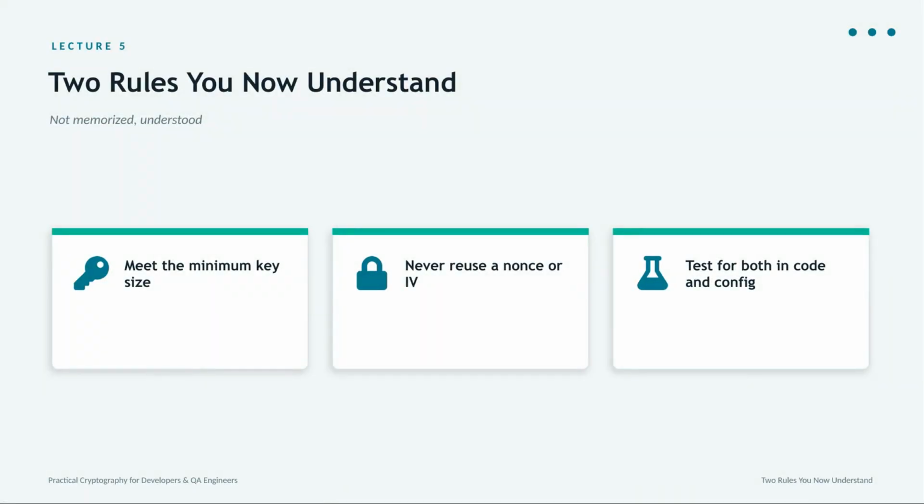Here's where it lands for you guys. You don't need to know the math by hand, really ever. But you should understand why the two rules are absolute. One, key sizes have minimums because they define how big that hiding space is. If it's too small, then it's searchable. Two, nonces and IVs should never repeat because the security is mathematically built on each one being unique. When you see a config that has an undersized key or code that reuses a nonce, you now know exactly why it's dangerous.